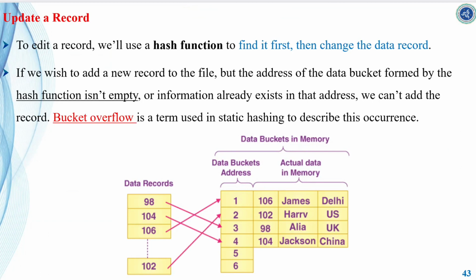Then after doing the updates, we may need to add a new record. Suppose we want to add a new record to this file, but the bucket address formed by the hash function is already full, that is, there are already some values inside this address. We can't add a new record to the same location.